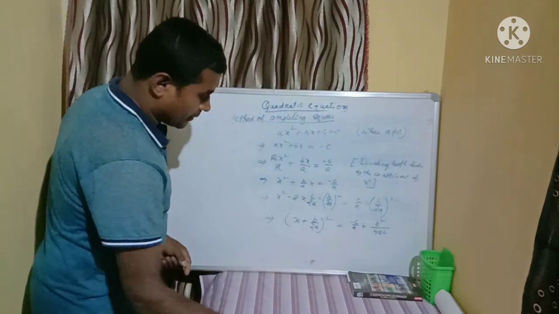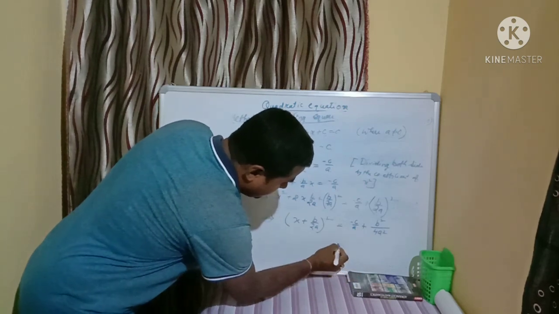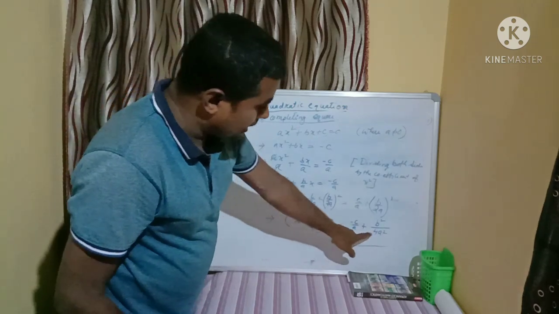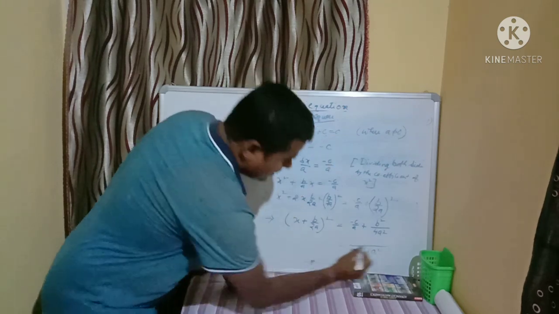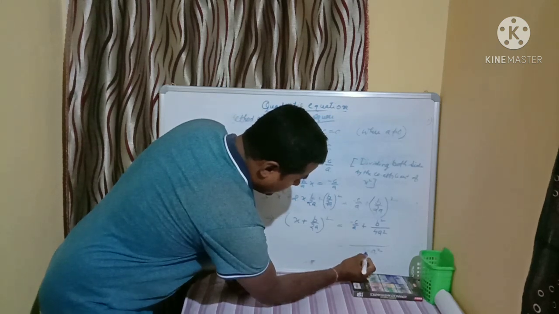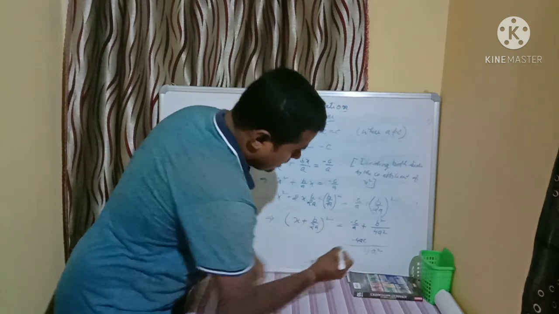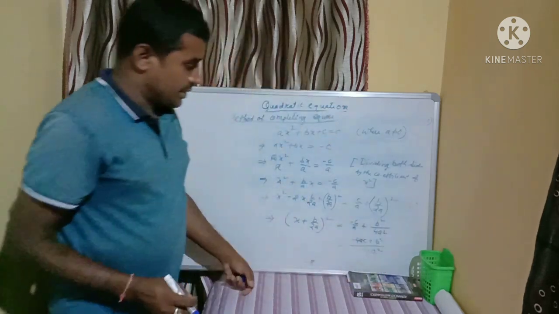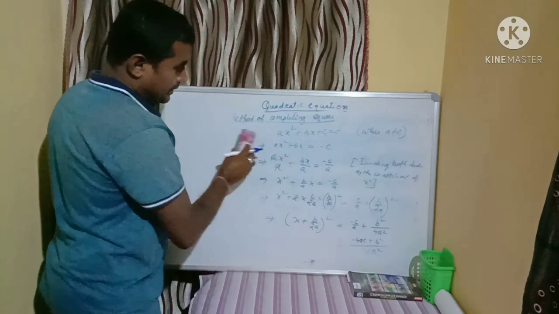Next step, almost done. Here you take the LCM. So the LCM of a and 4a square is 4a square. Then here you get 4a times minus c, that is minus 4ac. Then plus b square, cancel, one a left, a square. Okay, so here we take the LCM.